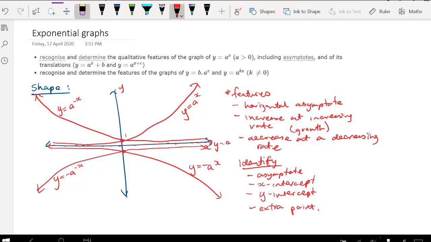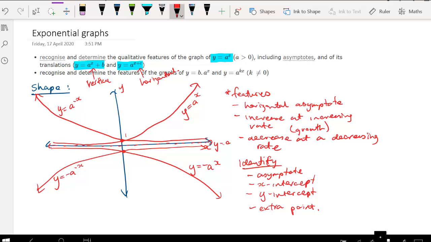Okay, so if we look up here really quickly at the syllabus statements, it suggests that we need to recognize the graph in the form y equals a to the power of x, including the asymptotes, and then look at the translations where we have a to the power of x plus b and a to the power of x plus c. So that would be that vertical translation for the first one, and this would be a horizontal translation. Now, honestly, a horizontal translation is silly, and I'll show you an adjustment we can make to any exponential before we start sketching that will help you understand why this is the case.